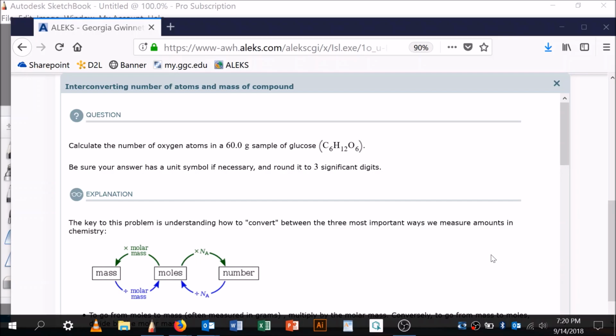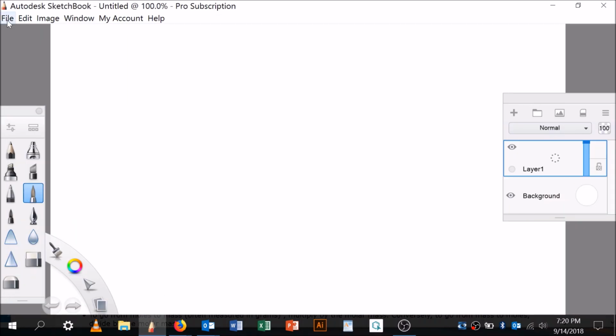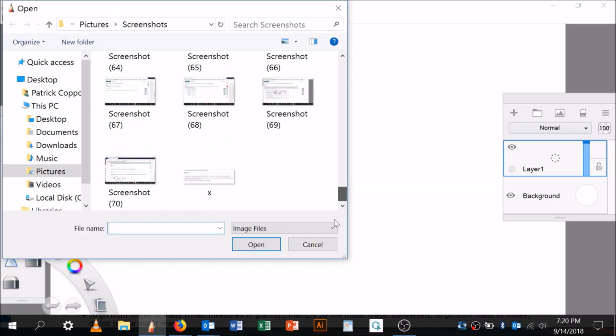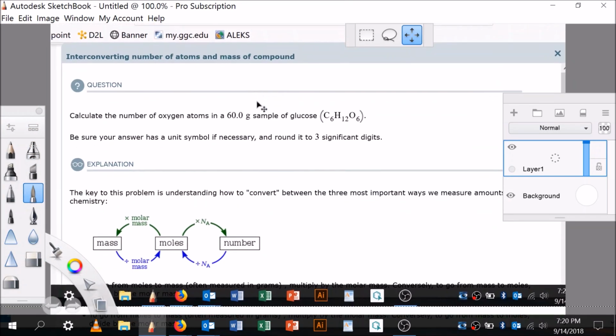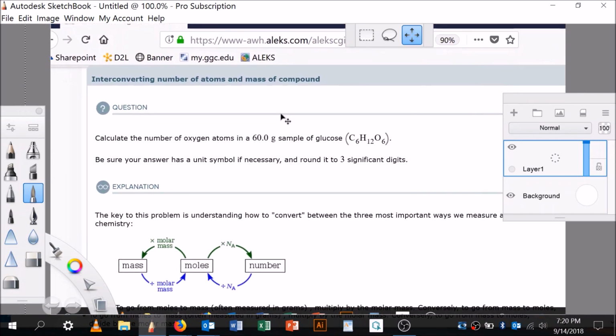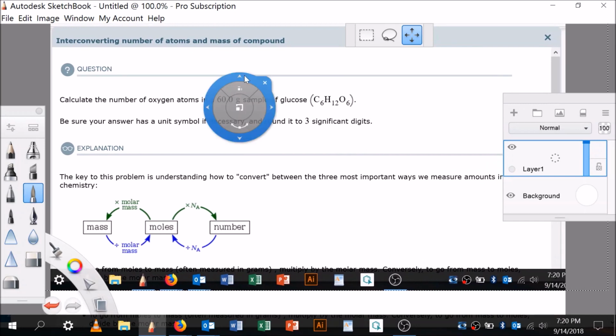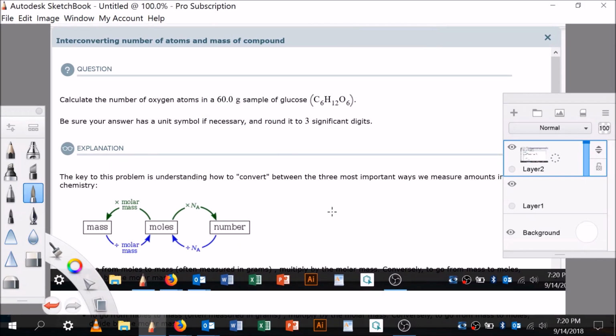I didn't prepare my whiteboard yet. Interconverting number of atoms and mass of compounds. Let me come over here. File, add image. Add my image here. Boom. Open. Bring it up here. All right, let's go. Okay. Boom. All right, so this is what I got.